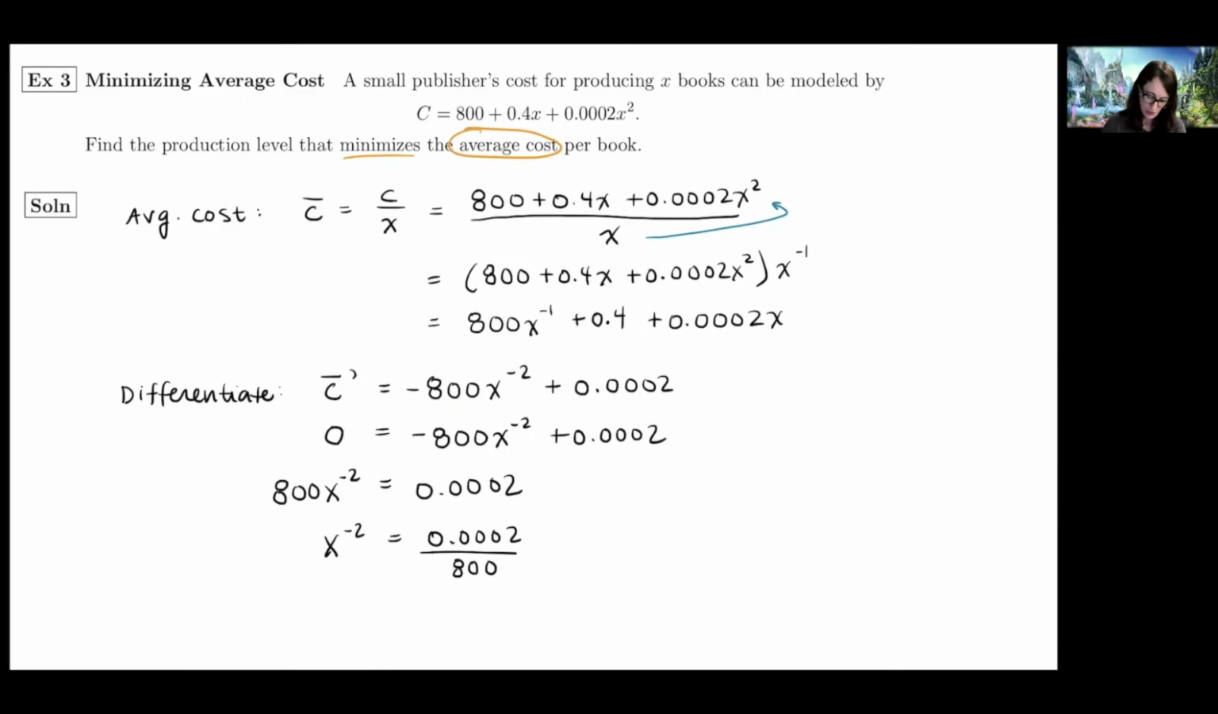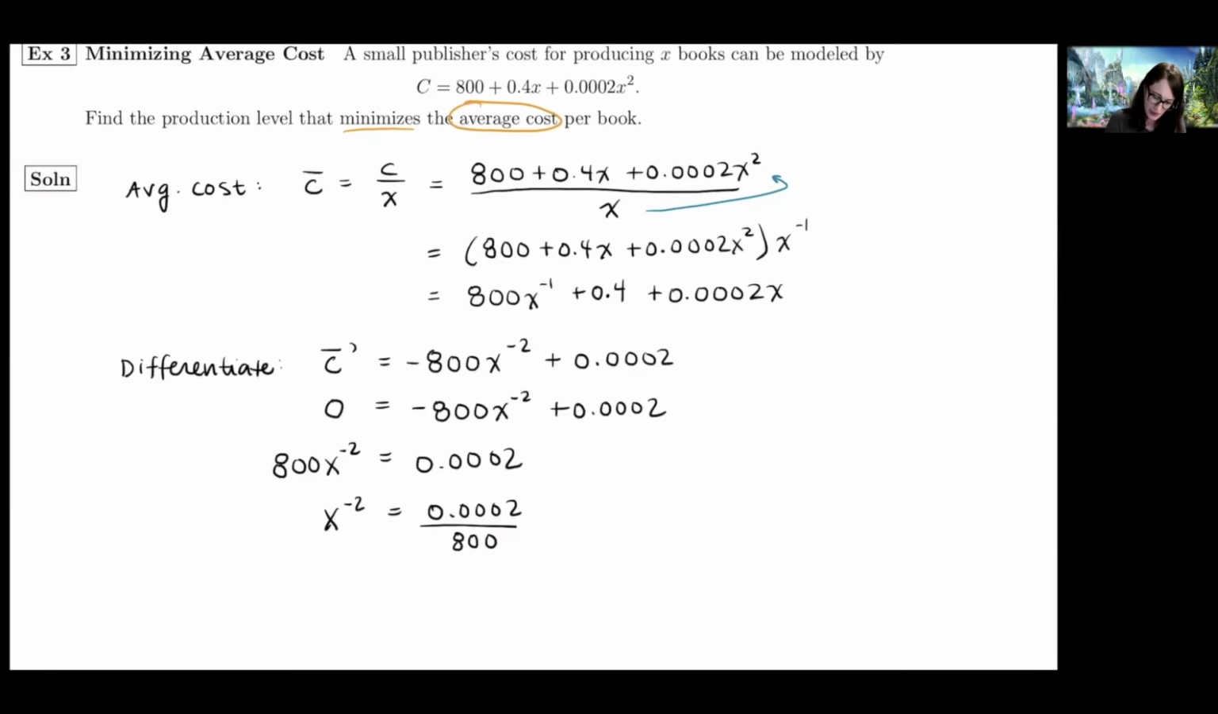Okay, so in order to solve for x here, you want to think about raising both sides to an exponent that would give us a result of x to the first on the left-hand side. When you raise a power to a power, you multiply the exponents. So we want to think about what we need to multiply -2 by in order to give us a +1. And that's, of course, going to be -1/2. So that'll multiply to give us a 1 in the exponent. So we've got to take that 0.0002 divided by 800 and raise it to the -1/2 power. And when you do that, you get 2,000 out.